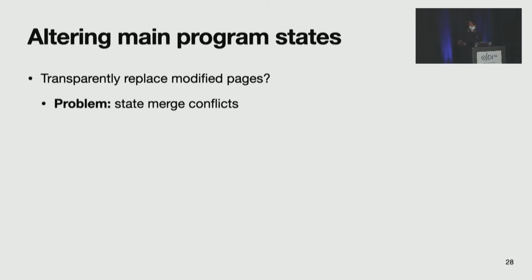Some auxiliary tasks need to alter the main program's state. One idea is to transparently replace the modified pages. This sounds clean, but the page granularity can easily cause state merge conflict problems. Thus, we provide a more controlled alteration with the Orbit Update API.